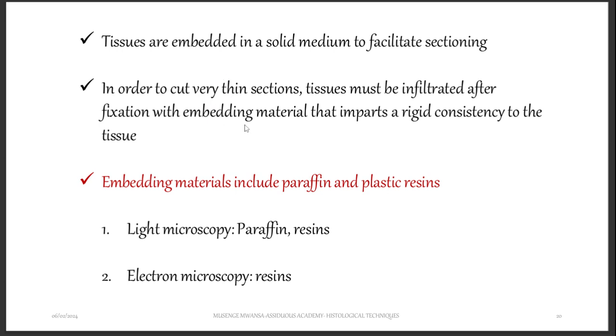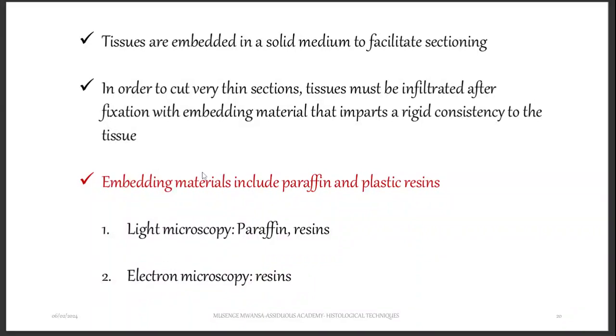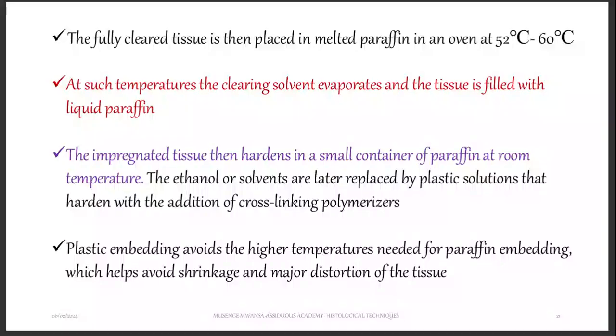So in order to cut very thin sections, tissue must be infiltrated after fixation with embedding material that imparts a rigid consistency. You want to make your tissue strong. So what are the examples of embedding materials that we use? Paraffin. Okay, we've already talked about it previously. Remember, you used melted paraffin at this temperature. That was embedding. So for light microscopy, you can use paraffin and resins. And for electron microscopy, you can only use the resins. Of course, there can be other things that you can use.